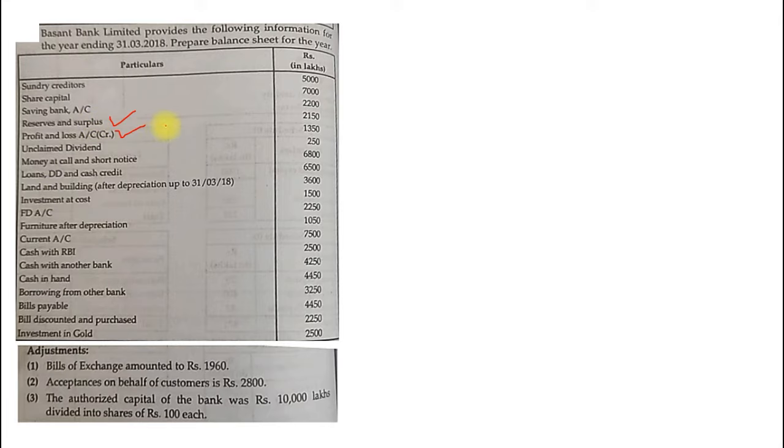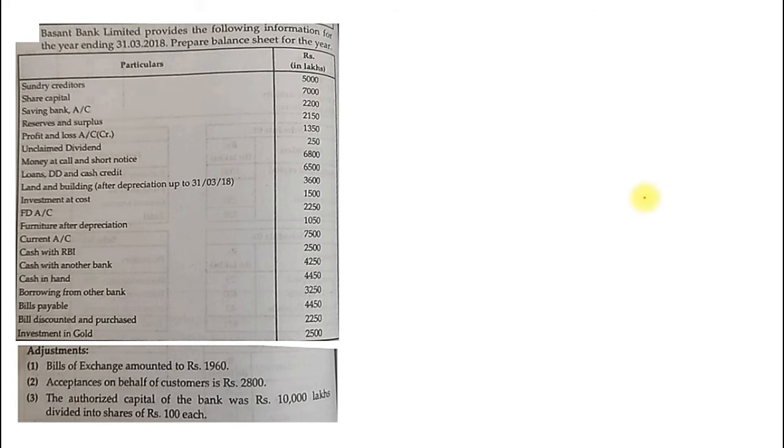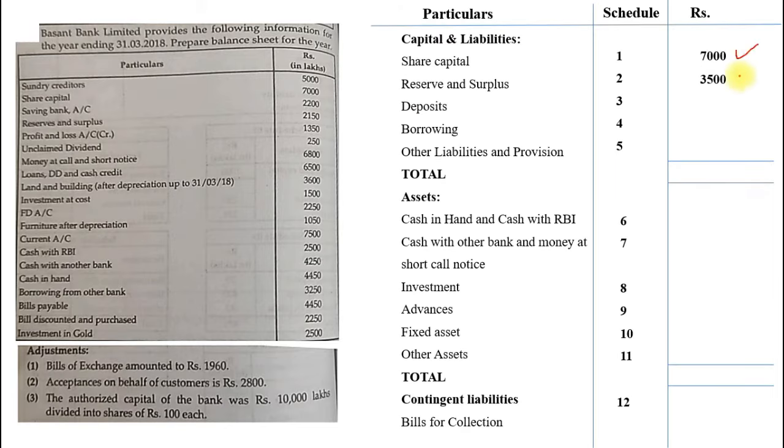So there are only two things: reserve and surplus 2150 and profit and loss account 1350. So in our schedule 2, we have reserve fund and profit and loss. We total it up. We got the total as 3500. That's my second schedule ka total. So once we got the total, now we'll post that in the balance sheet ka format. So we'll have 7000 and 3500 for reserves and surplus.